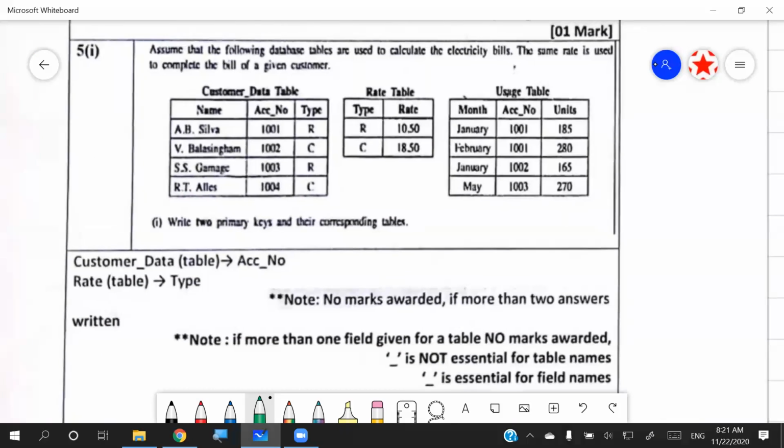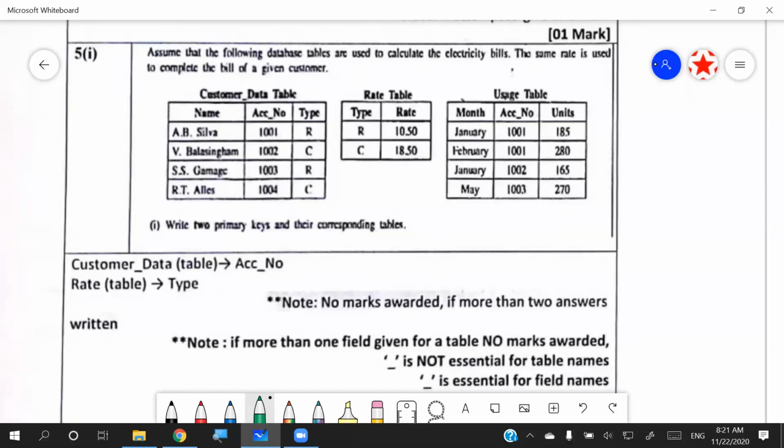Great. Assume that the following database tables are used to calculate the electricity bill. The same rate is used to compute the bill of a given customer, right? So it has 3 separate tables: customer data table, rate table, and usage table. Write 2 primary keys and their corresponding tables, right?